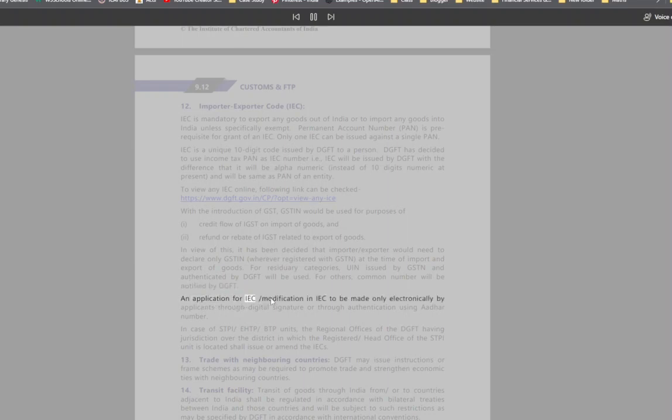An application for IEC/modification in IEC is to be made only electronically by applicants through digital signature or through authentication using other number. In case of STPI/EHTP/BTP units, the regional offices of the DGFT having jurisdiction over the district in which the registered/head office of the STPI unit is located shall issue or amend the IECs.